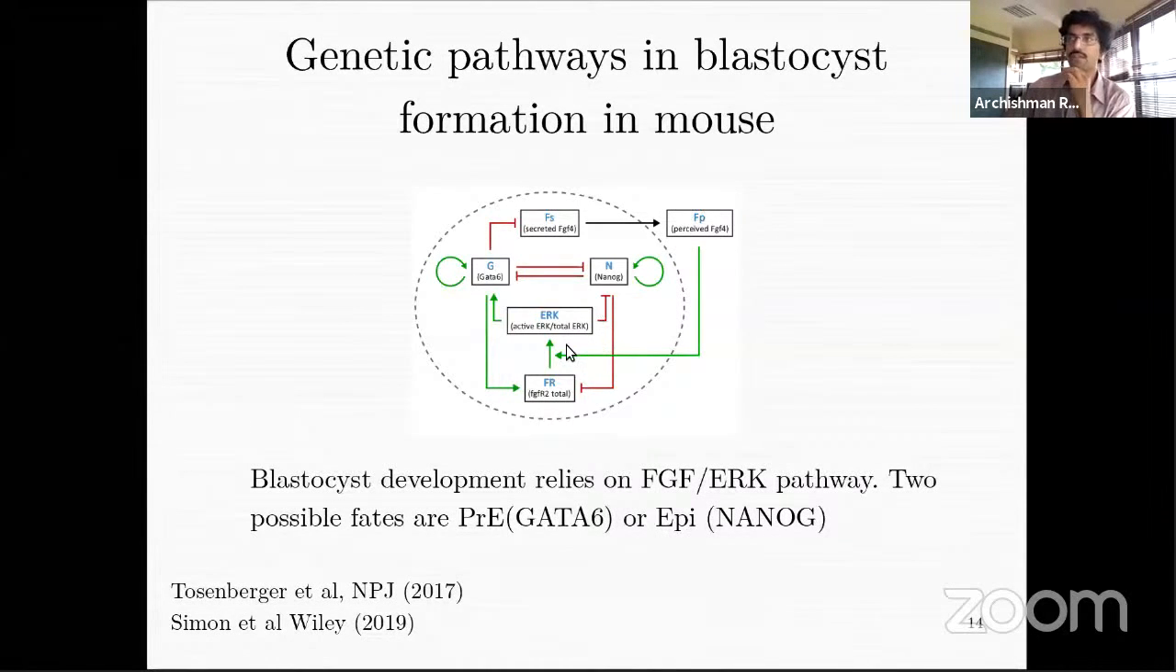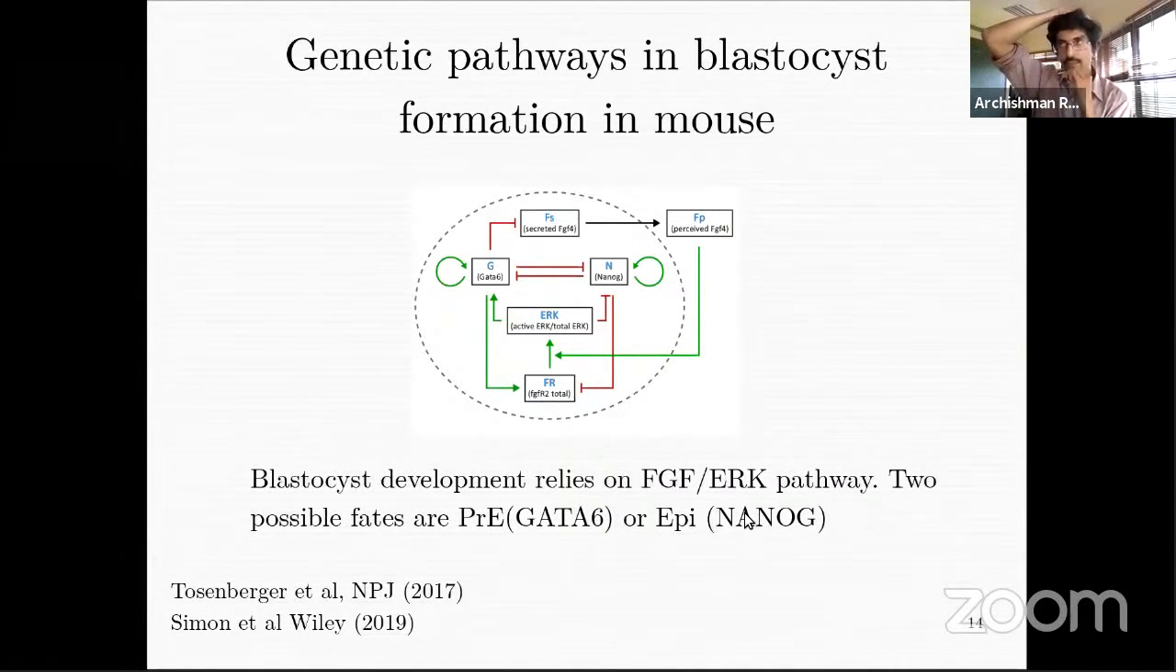And then depending on the level of the FGF, the cell decides whether to become a primitive endoderm or epiblast. And usually that depends on which gene is being more expressed, GATA6 or Nanog. That's how they decide what fate it is. That's a marker for the fate.